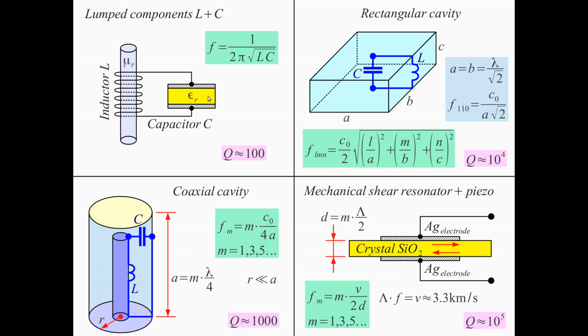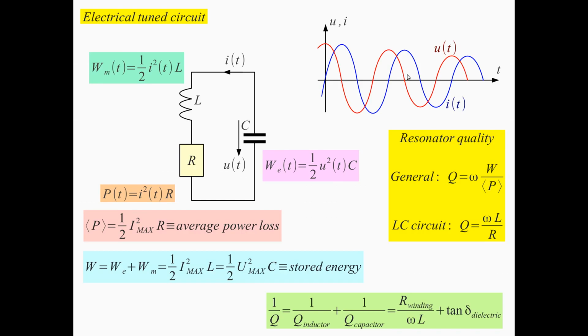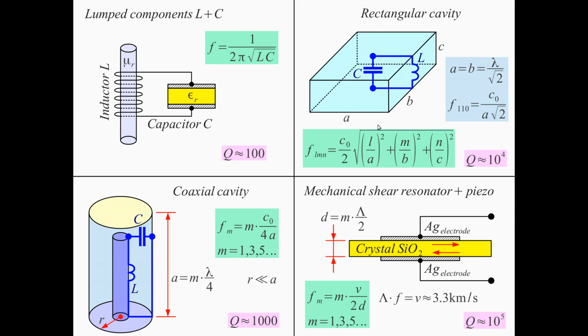If I need higher Qs, like for better performance filters, then I have to resort to another design technique. So if I build a coaxial cavity, it also has resistive losses in all the walls of the cavity. The walls of the cavity represent my inductor, and the capacitance between the walls represents the capacitor of the tuned circuit.